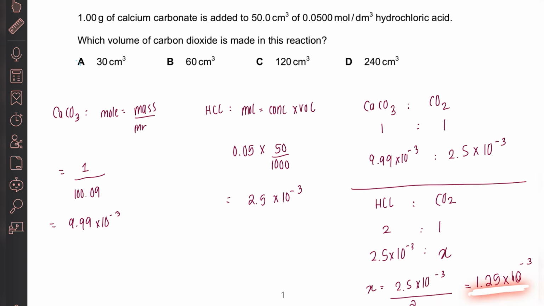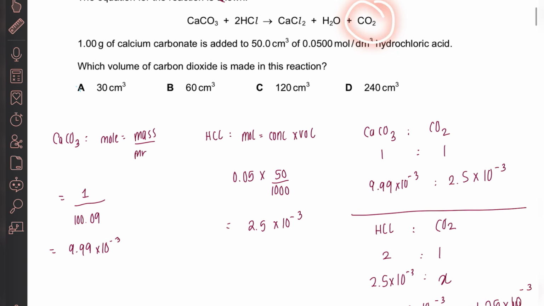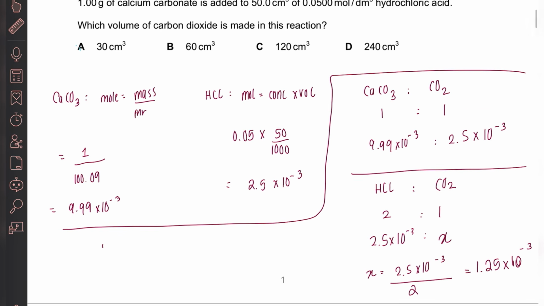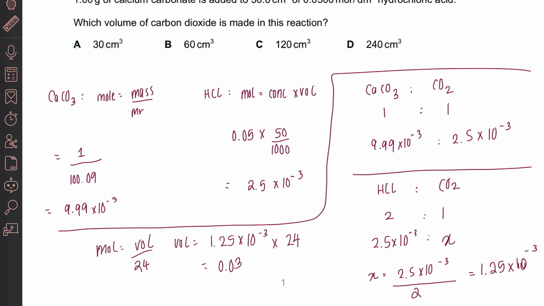Okay, so we'll take this moles, and then using that we can find the volume of carbon dioxide produced. Moles equals volume divided by 24, and then volume is simply moles into 24. Moles is 1.25 times 10 power negative 3. Multiply this by 24, and the answer is going to be 0.03. Now this is in decimeter cube, so if you just multiply this by 1000, you're going to get 30 centimeter cube. No need to do that right now, because you can obviously see none of them are 0.03. Only this would be 30 centimeter cube.